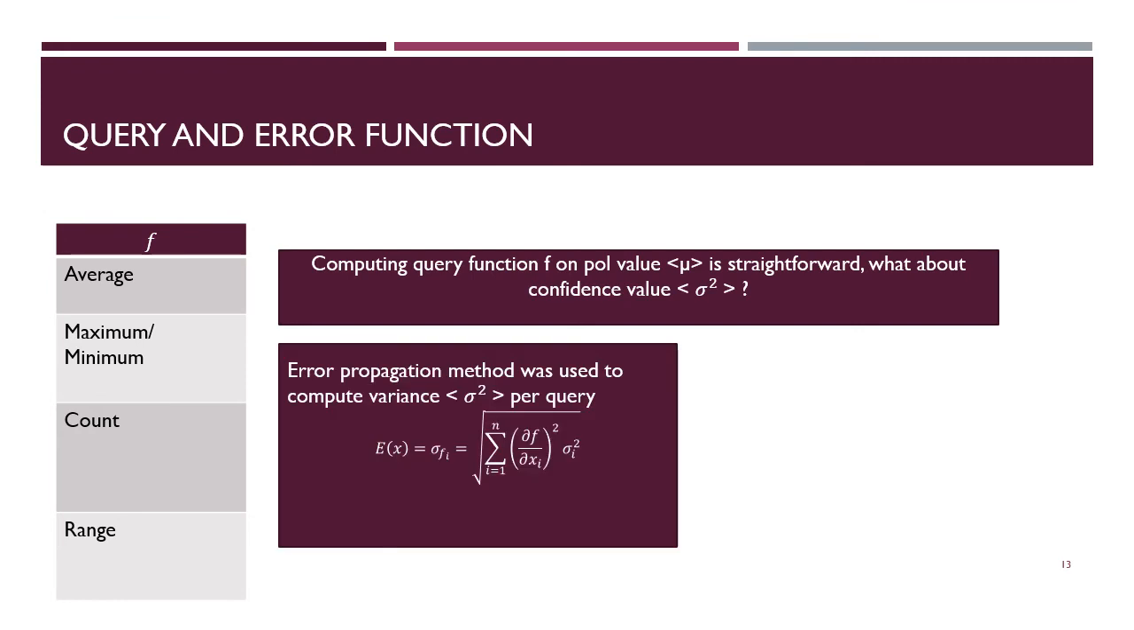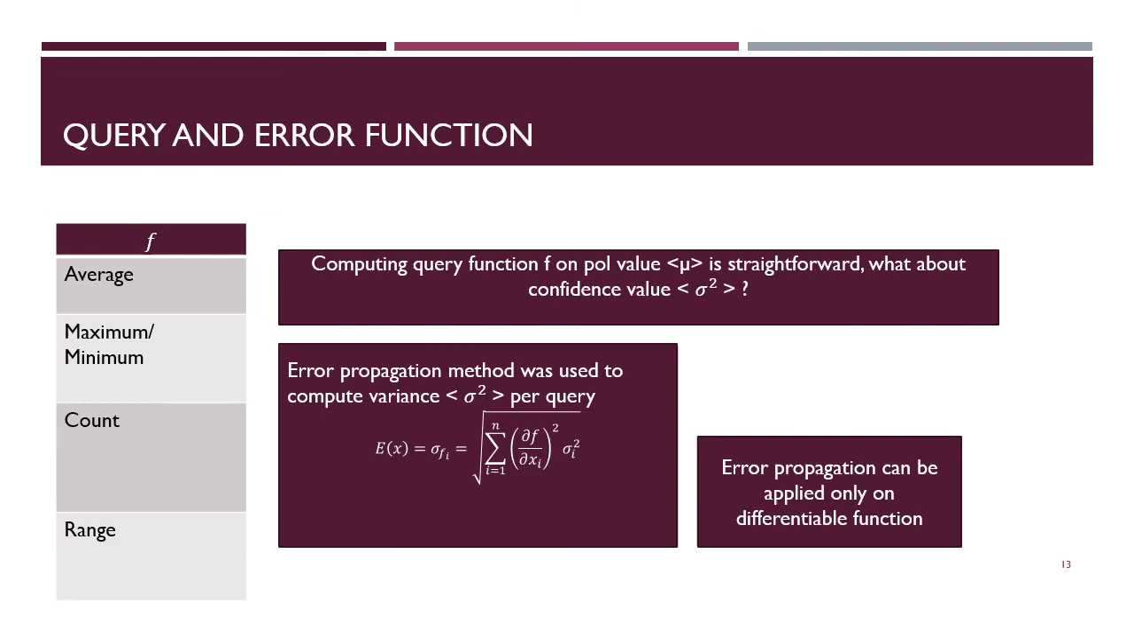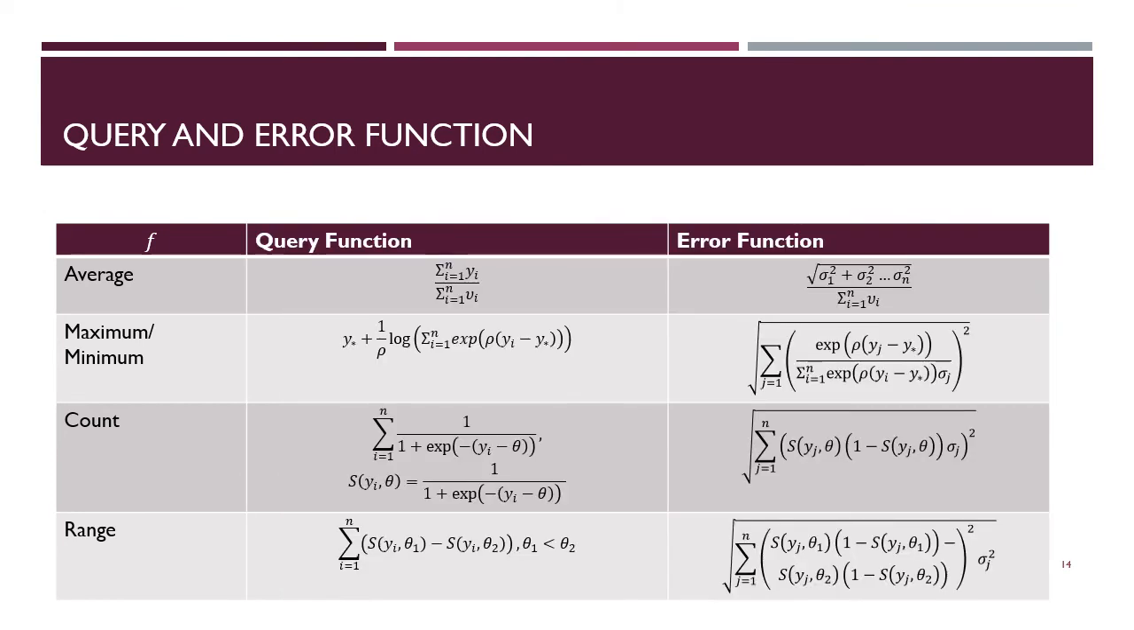So we employ the error propagation methodology to compute variance for each query. But error propagation can only be applied on differentiable functions. For each function type, we need to find the optimal differentiable function for each query and then differentiate it to get the error functions as seen from the slides.